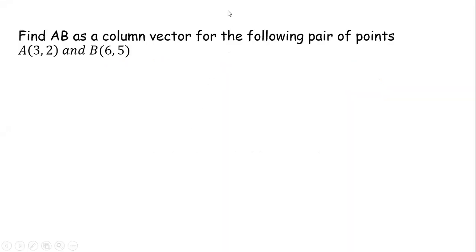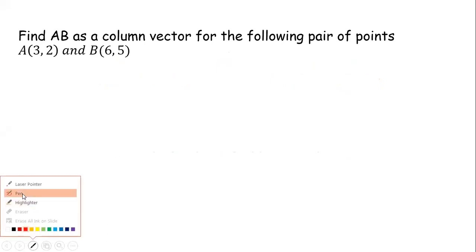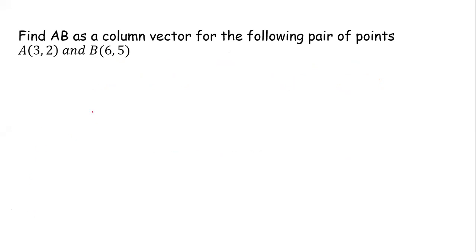So our first example says, find AB as a column vector for the following pair of points. For our first pair, we have A, which is (3, 2), and B, which is (6, 5). But briefly, let me first explain how we get the vector AB, the formula that we shall use.